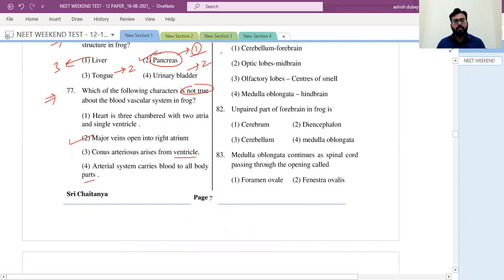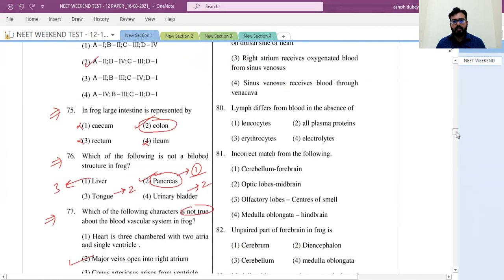Actually, major veins open into right atrium? No, major veins open into sinus venosus. Then there is right atrium, then there is common ventricle, and then representatively we can make this diagram like this. Otherwise, this conus arteriosus is on the ventral side. So this is the sinus venosus. These are the major veins. This is ventricle, conus arteriosus, and the left auricle, right auricle. Okay, done. So 77th question, answer second.